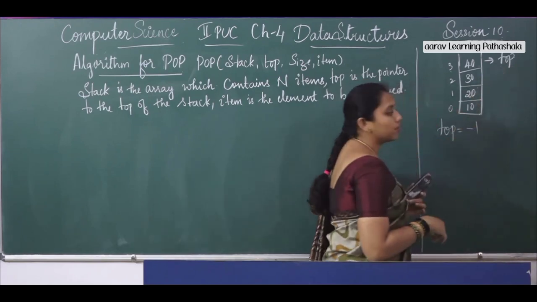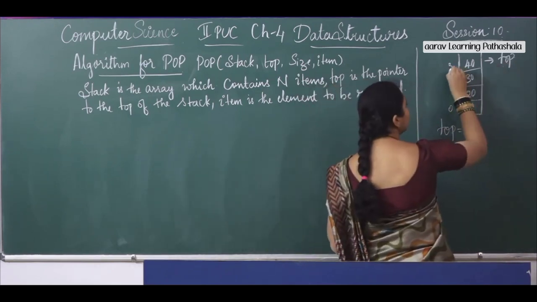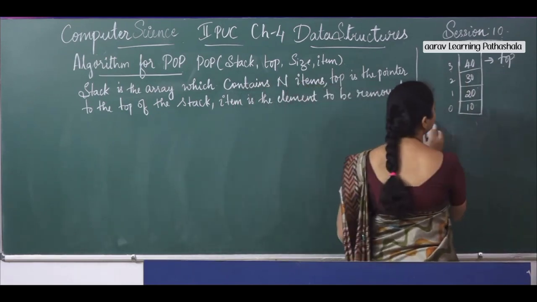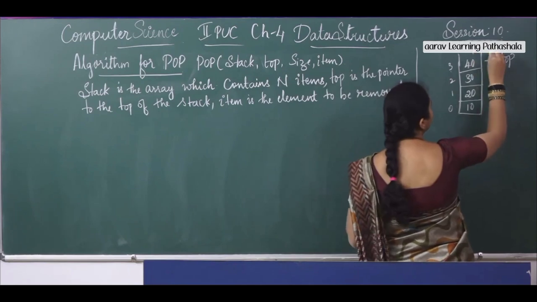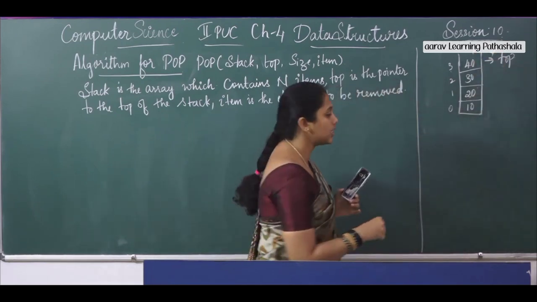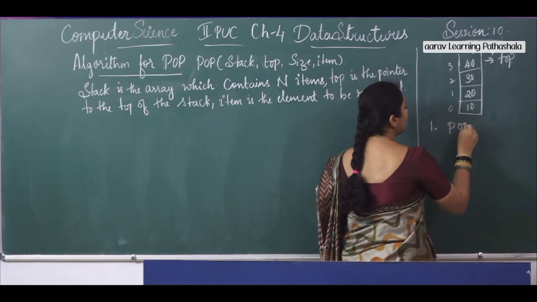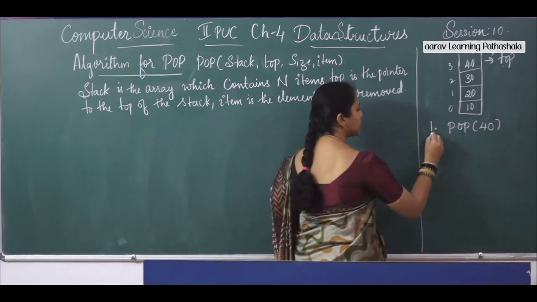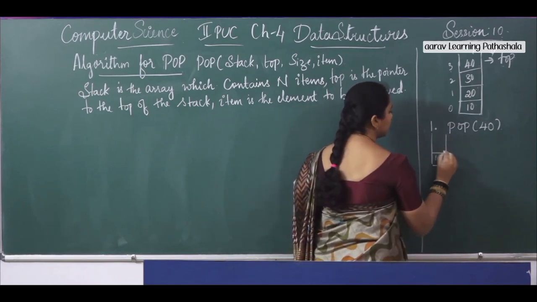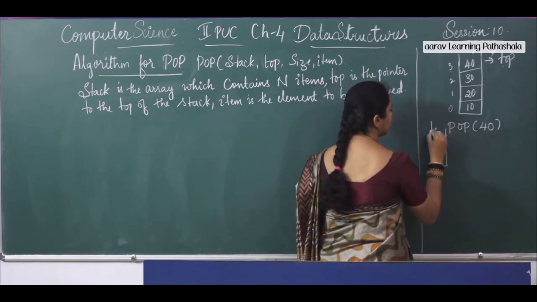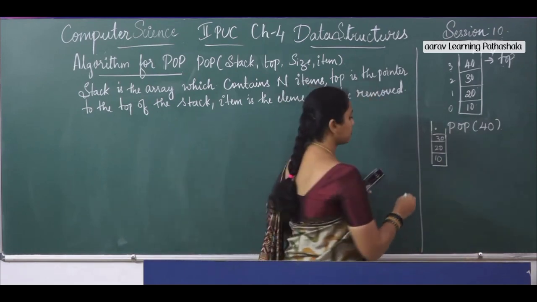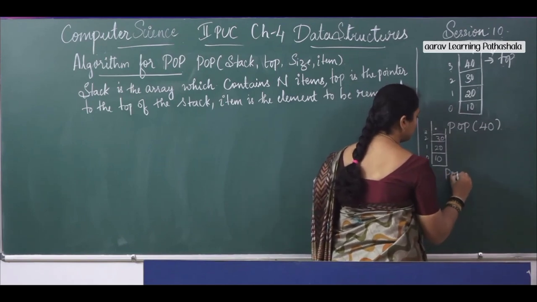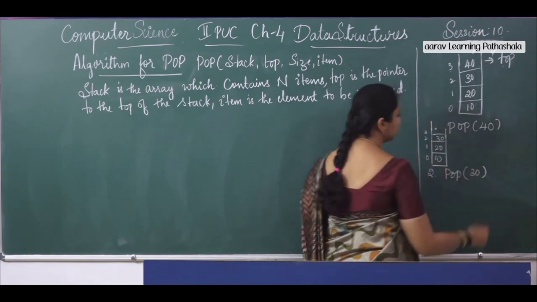So here the condition is false. The top of the stack is 3. So we can remove an item from the stack. So how to remove? First we have to remove 40 from the stack. That is, in the first step we are popping out an element called 40 from the stack. Now the stack contains only 10, 20 and 30 as its items. In the next step, I am going to pop out an item called 30.